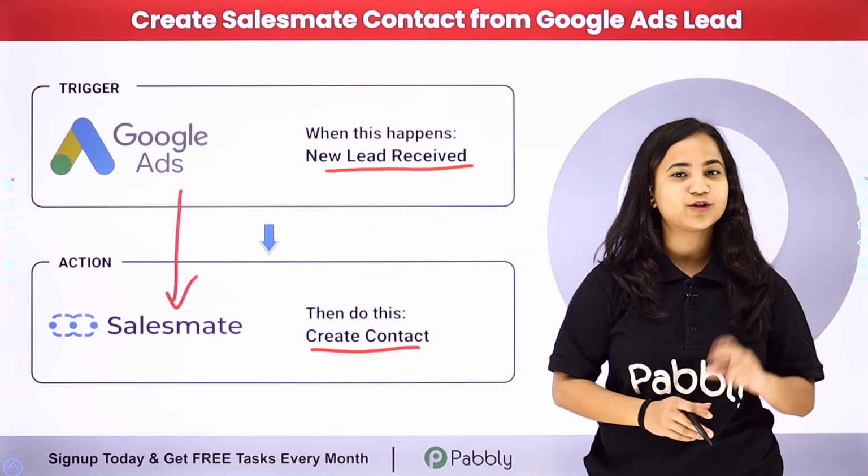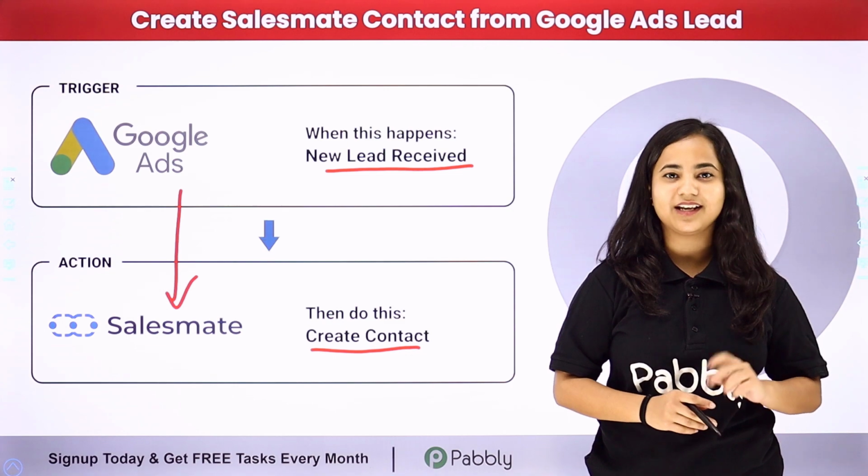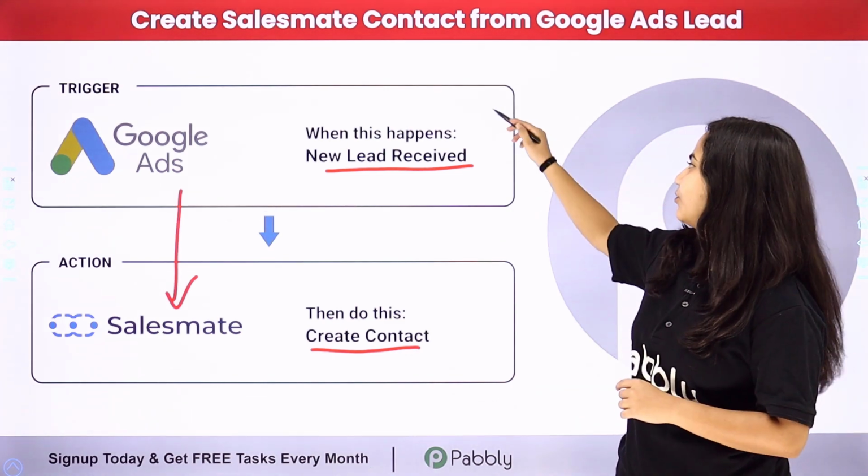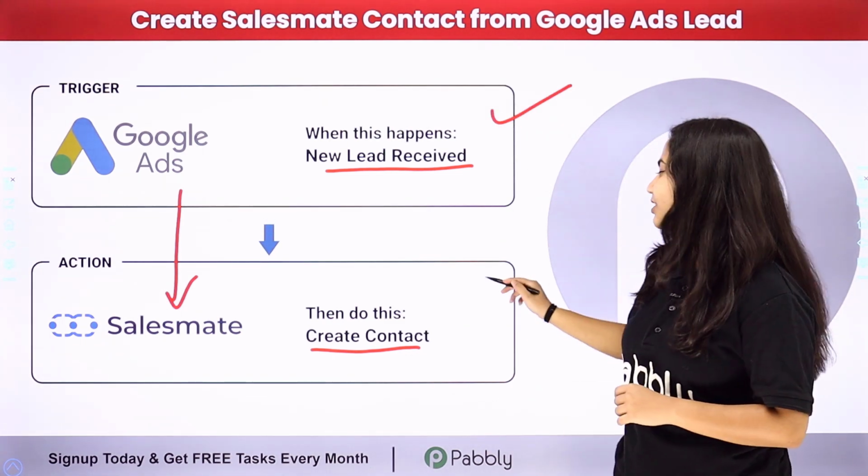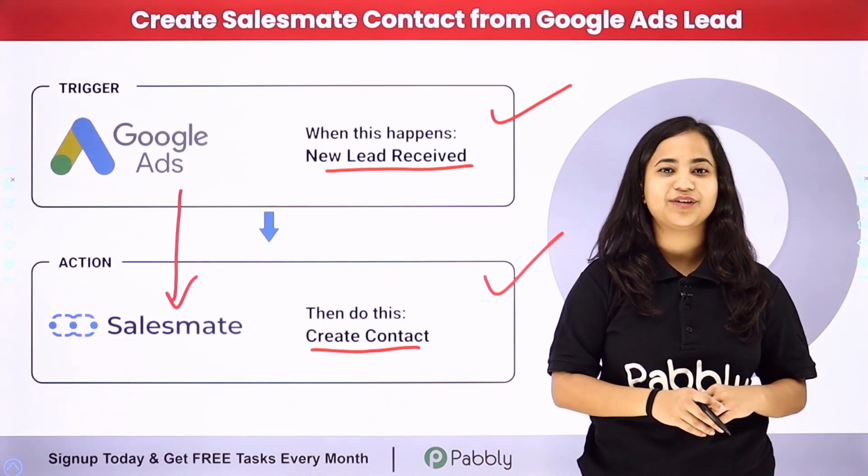Connect. Pably Connect works on two principles. First is trigger and second is action. Here my trigger application is Google Ads and my action application is Salesmate. To learn how to do this, let me take you to my screen.